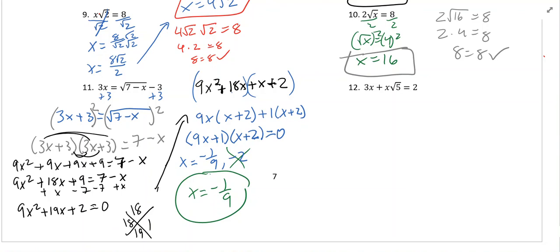Okay, so let's go ahead and try number 12. So with 12, again, you always want to say, is there something I can do first? So now remember, these two are in a parentheses.